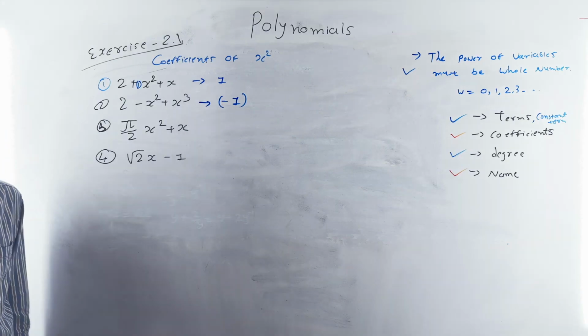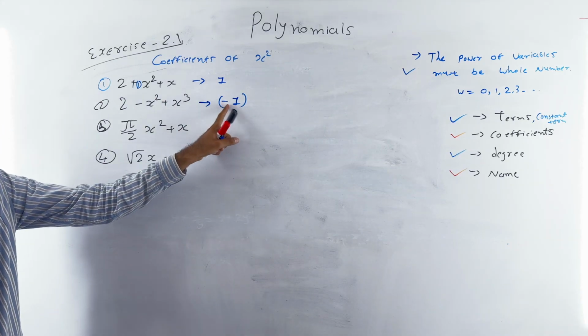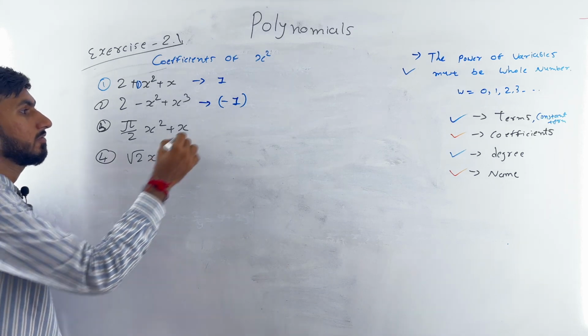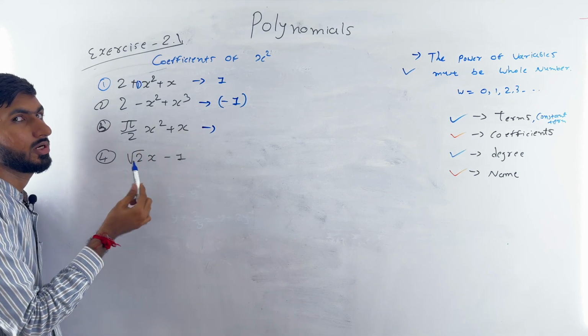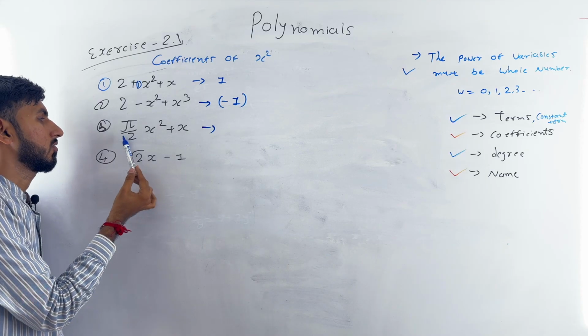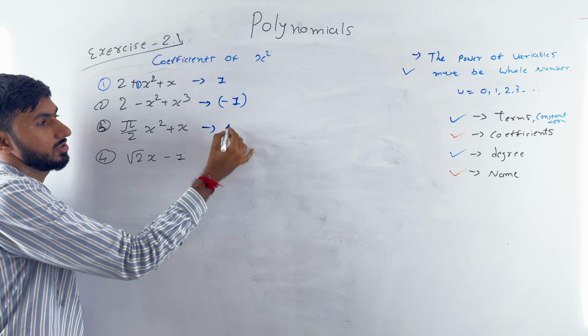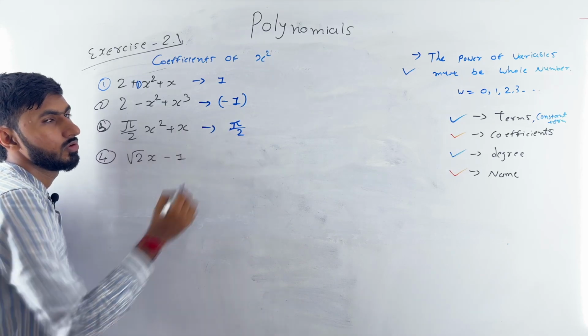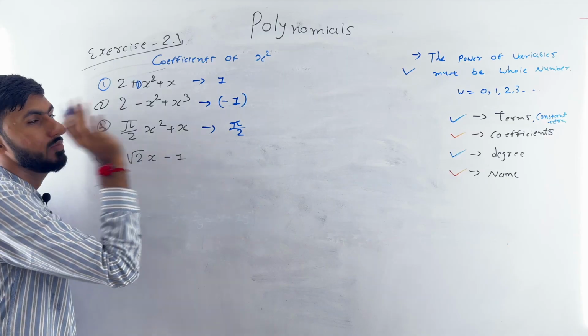This mistake is made by so many students, right? So don't forget to take the sign with the answer. Now for this, what is the coefficient of x square? Here I have x square, the number multiplied with x square is pi by 2, so my answer will be pi by 2.